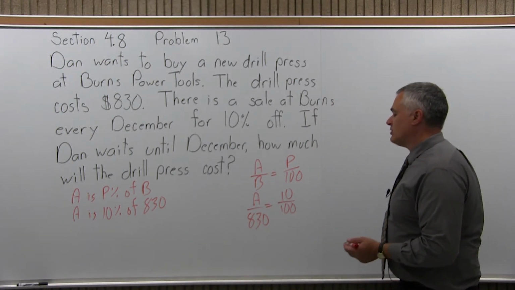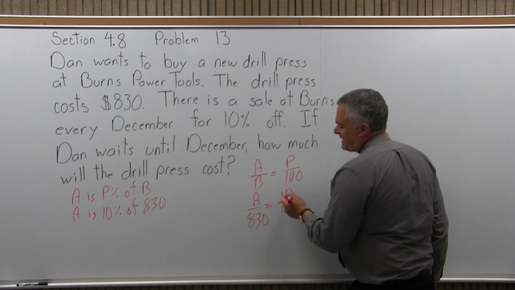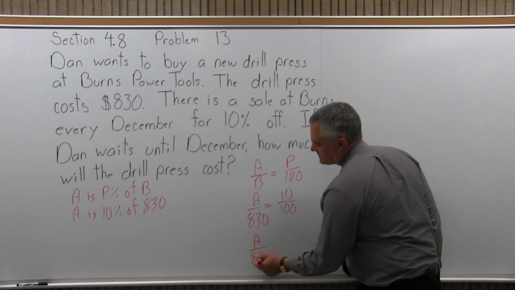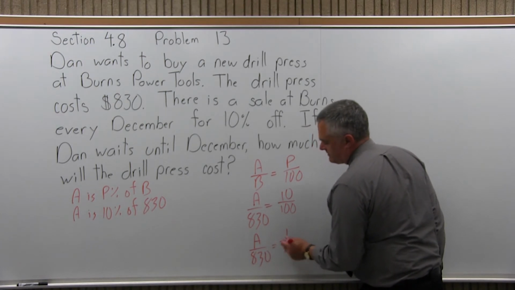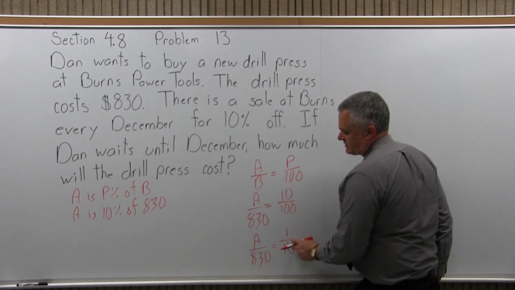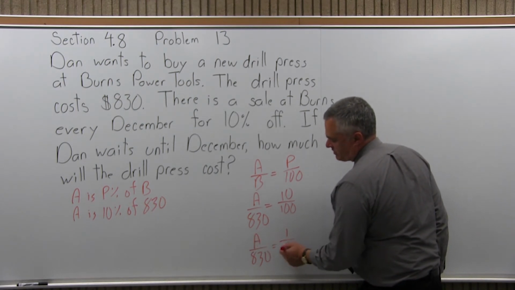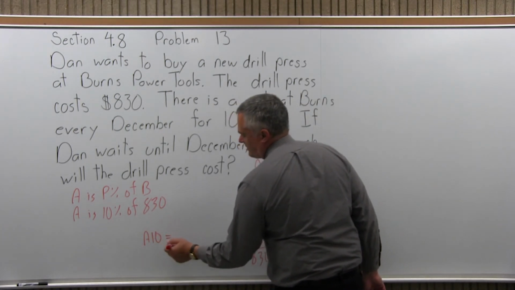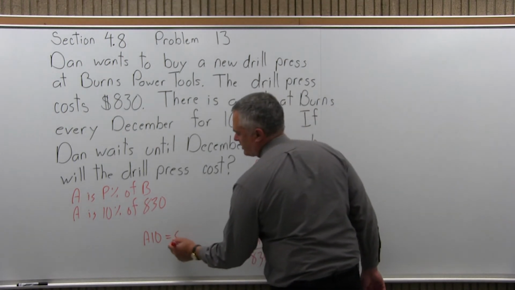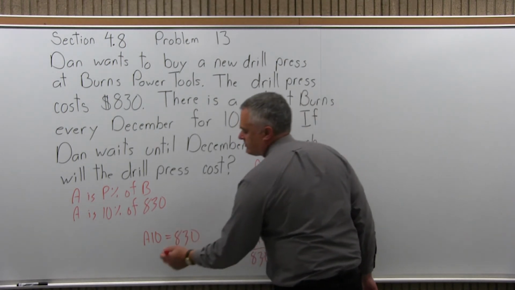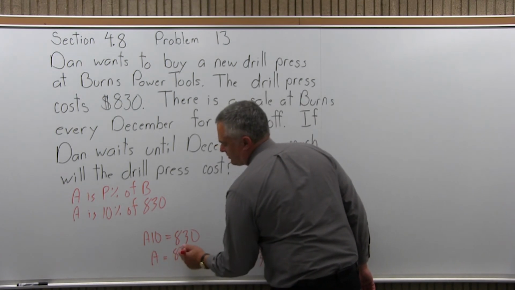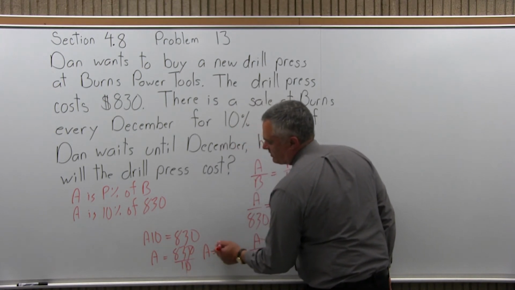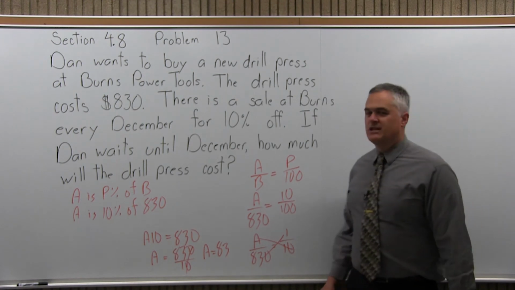So, now to do this, we cross multiply, and actually I can reduce the 10 over 100 pretty nicely. You don't have to, you get the same answer if you don't reduce it. 10 divides into 10 once, 10 divides into 100 10 times. So now when I cross multiply, A times 10 is 10A. You can really write it either way. 830 times 1 is 830. And now, to solve for A, I have 830 over 10. Easy division, just cancel the 0 on the end. So the amount of discount on the tool is $83.